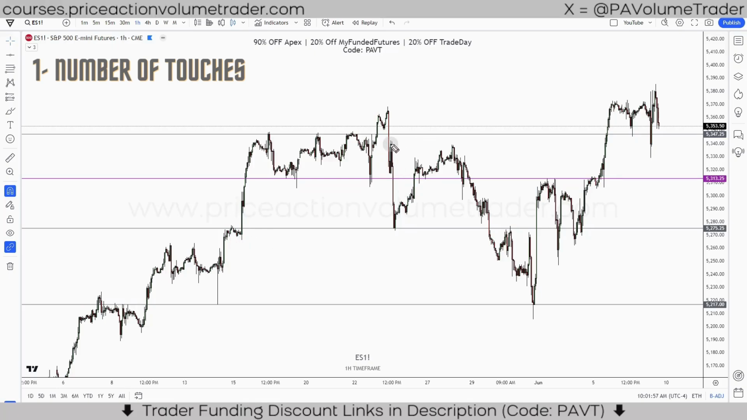And so that's why I like to mark off levels that have a lot of good reactions and touches from both sides, which are confirming the importance of those areas.